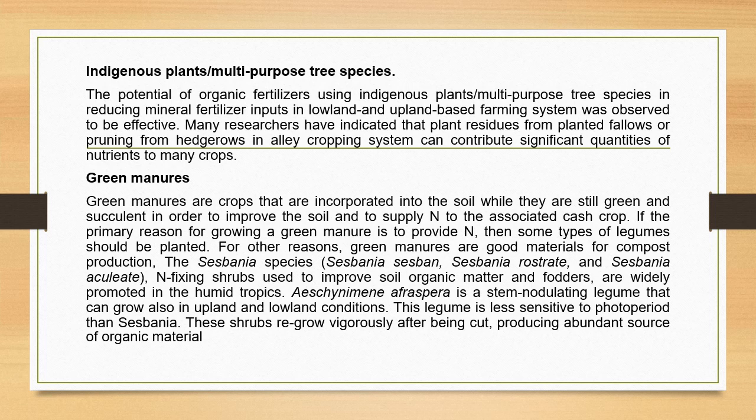The Sesbania species, Sesbania sesban, Sesbania rostrata, and Sesbania aculeata, are nitrogen-fixing shrubs used to improve soil organic matter and as fodder, and are widely promoted in the humid tropics.